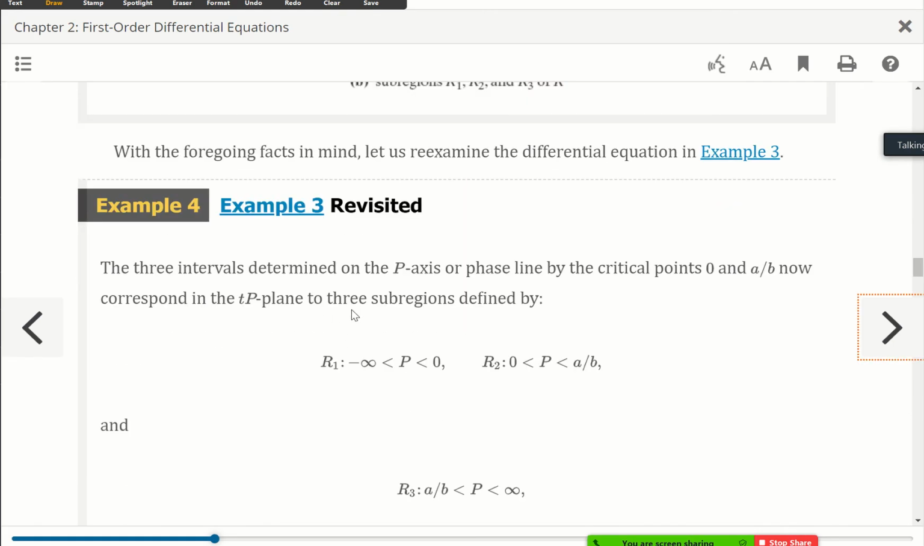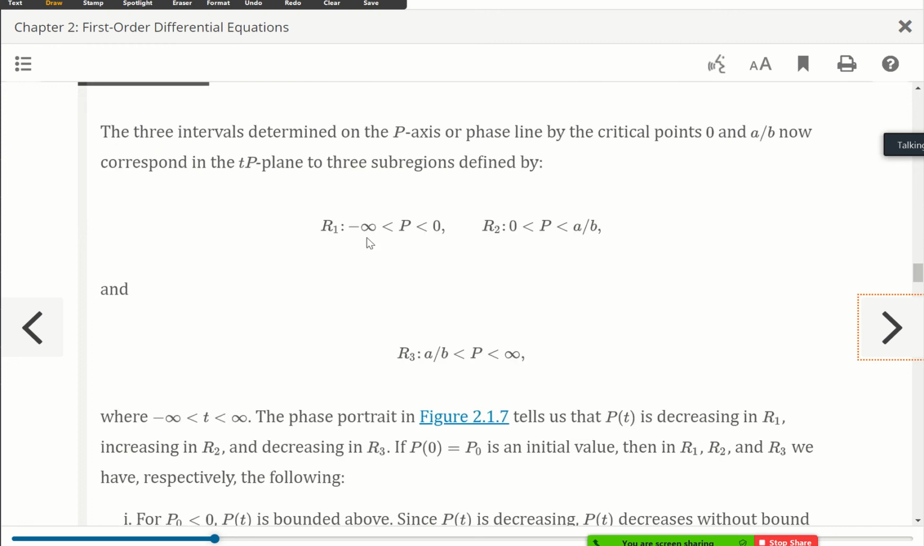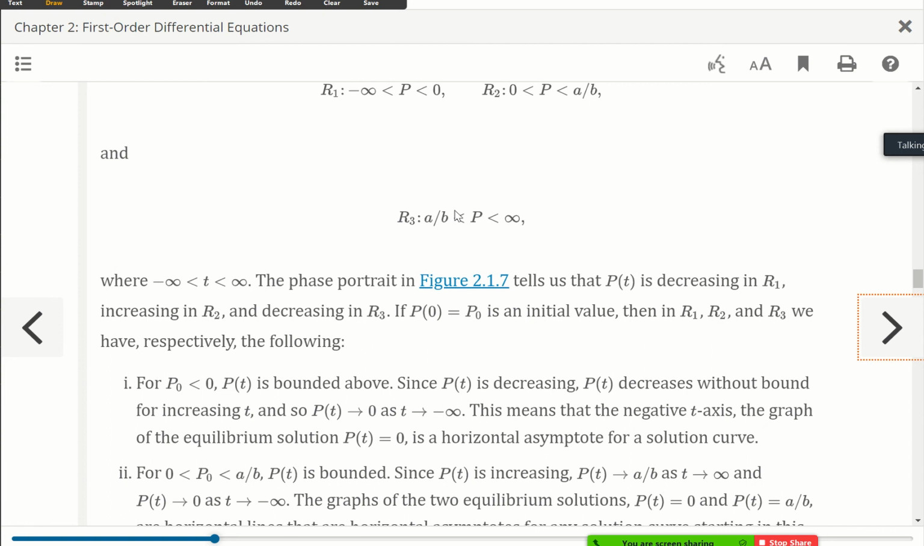Let's go back and revisit example 3. We had the three intervals on the P-axis that were determined by our phase line and our critical points, 0 and a over b. So for us, region 1 was negative infinity less than P less than 0. R2 was the region between 0 and a over b. And then region 3 would be the region above a over b.